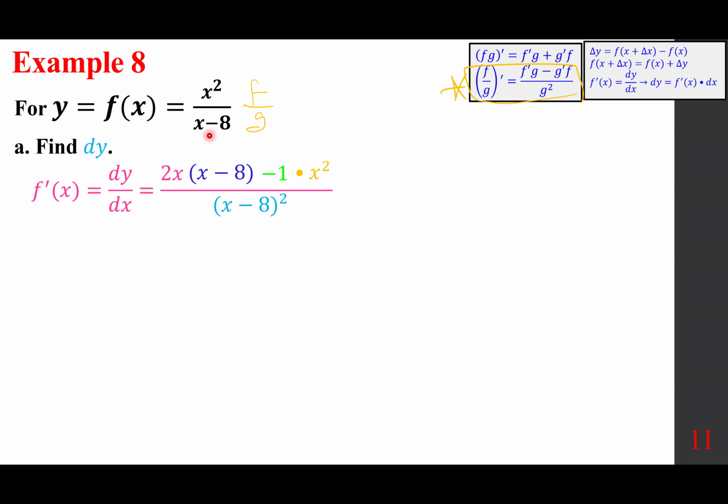This is the extent of the calculus. You simplify the numerator as follows. 2x squared minus 16x minus x squared combine into x squared. So we get x squared minus 16x over x minus 8 quantity squared. Is this dy? No. What is dy? The same thing times dx.